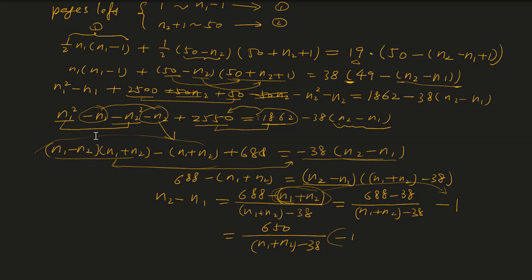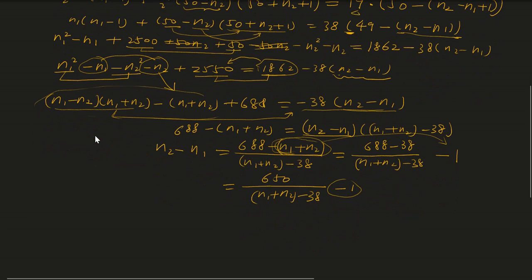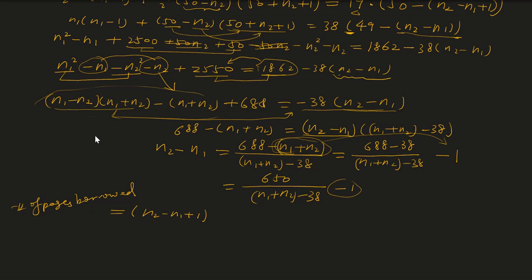And if you want to move this minus 1 to the left-hand side, you have n2 minus n1 plus 1. Remember, this is exactly the number of pages borrowed, right? Remember, the pages borrowed is from n1 up to n2. Therefore, this is the number of pages borrowed, which equals 650 divided by n1 plus n2 minus 38.